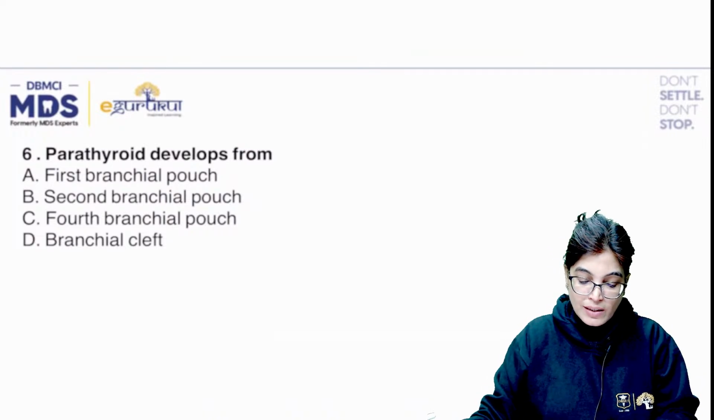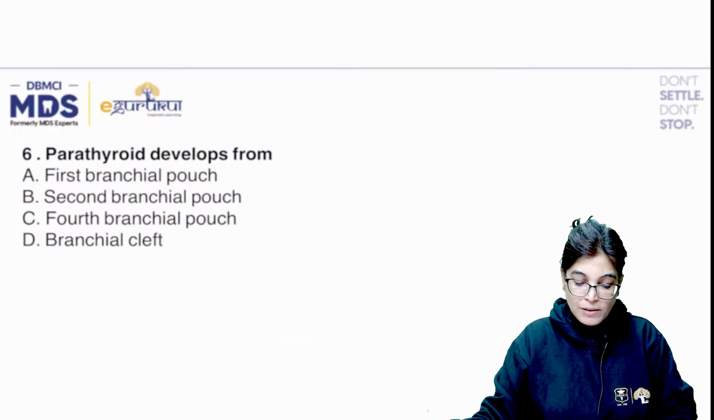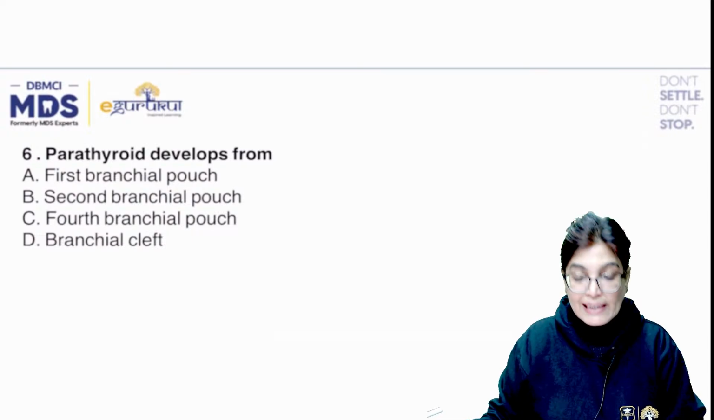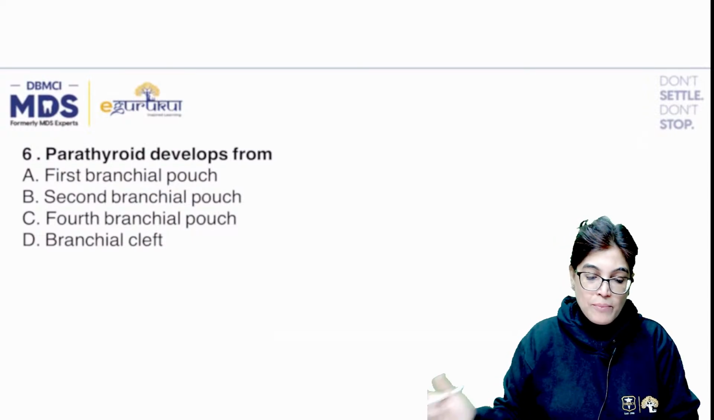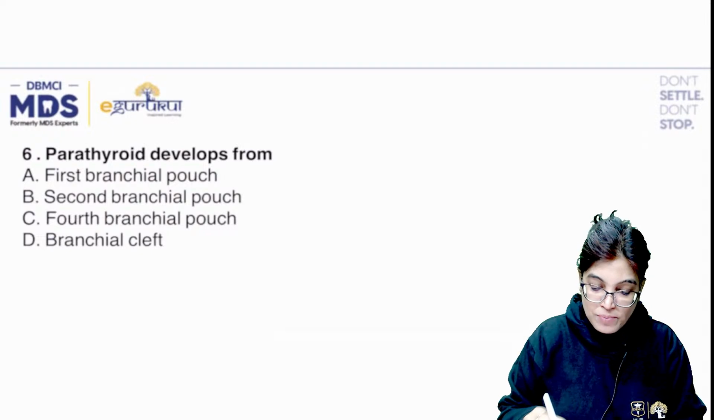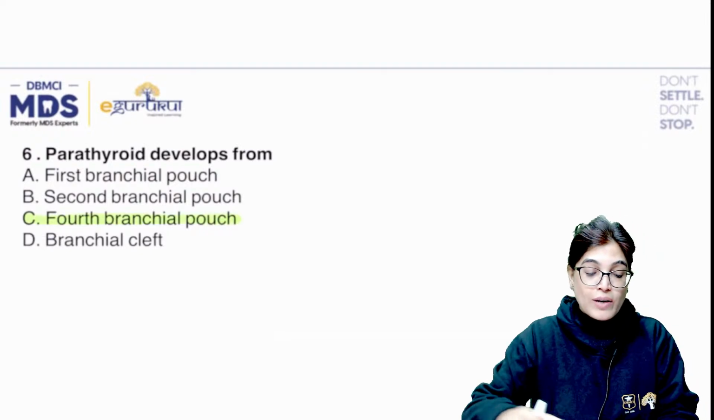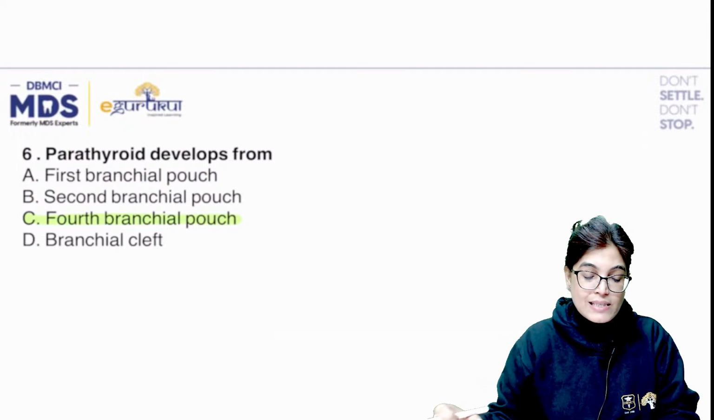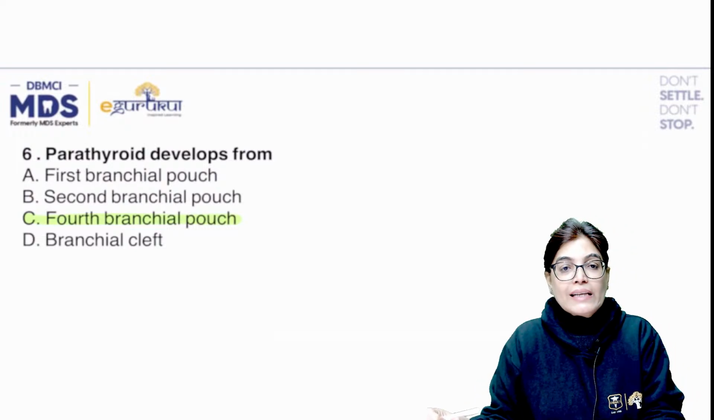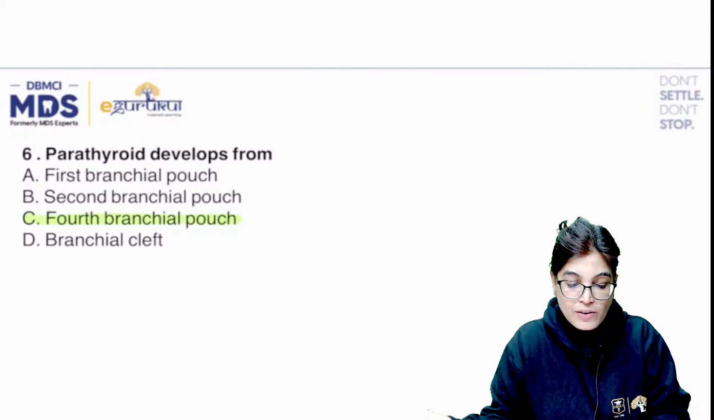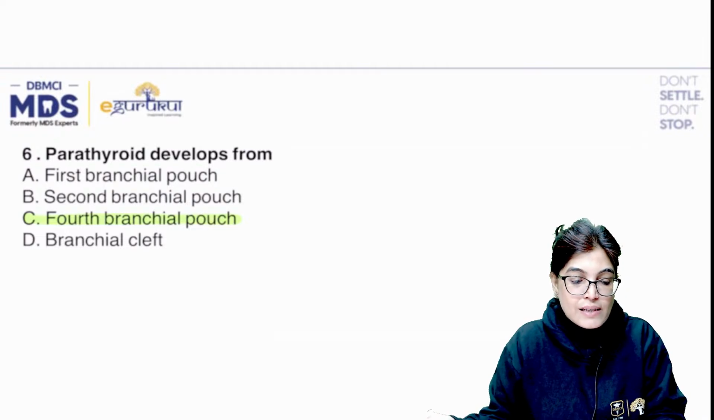Now, the parathyroid gland develops from the first branchial pouch, second branchial pouch, fourth branchial pouch, or branchial cleft. Various answers are coming. Absolutely correct, the fourth branchial or pharyngeal pouch is the right answer. Why this is the right answer, I will tell you. They have not mentioned whether it is the superior or inferior parathyroid gland.